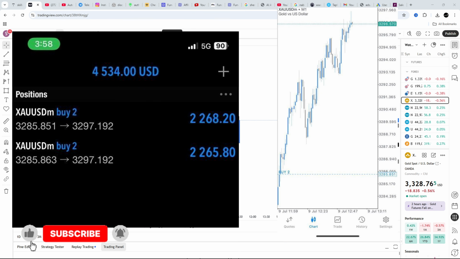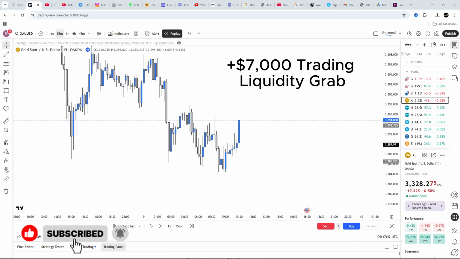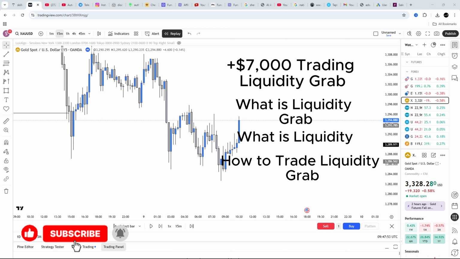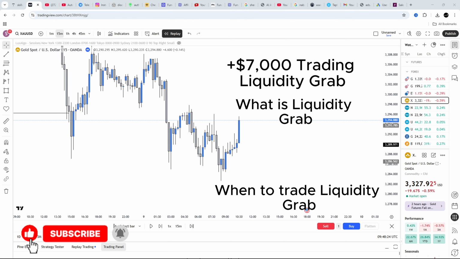Are you always wondering how I'm making these profits each and every day whenever I'm trading, or whenever I set zones, the market respects my zones? In this video, we're going to look at how I made 7,000 US dollars trading liquidity grab. And you're going to understand what is liquidity grab and what is liquidity itself. How do we trade liquidity grab? When do we trade liquidity grab? And what are the right rules to follow when you're trading liquidity grab?